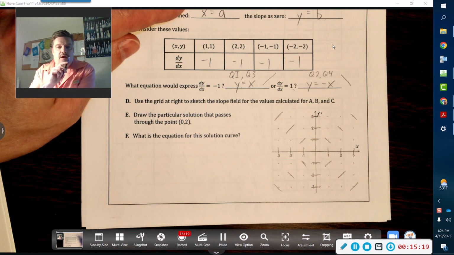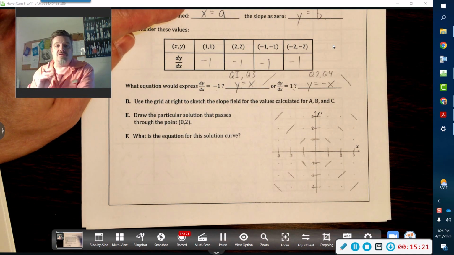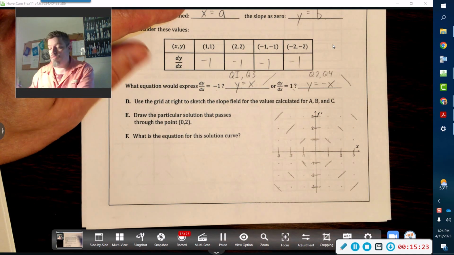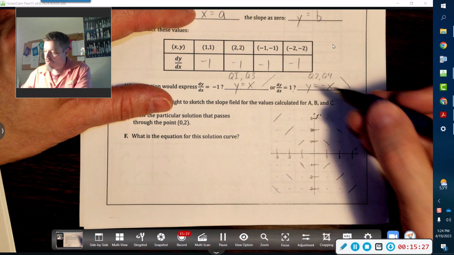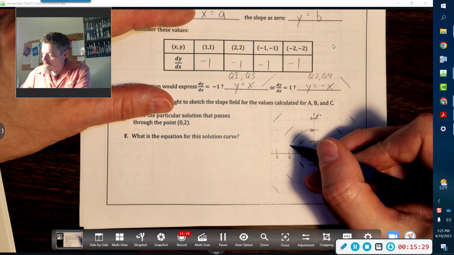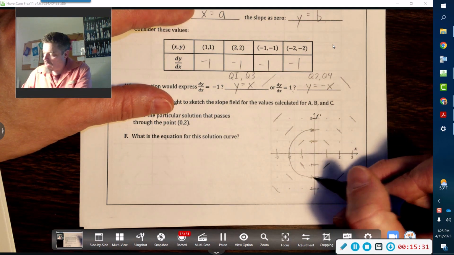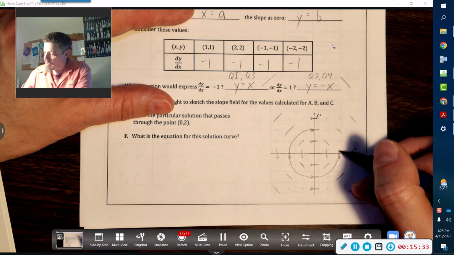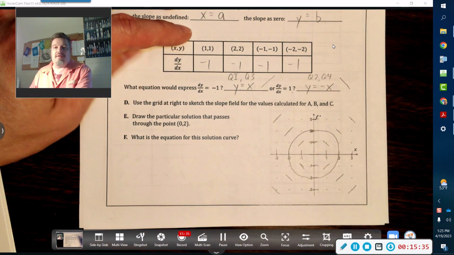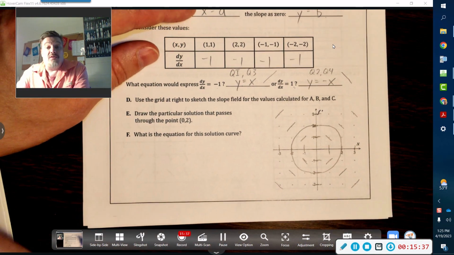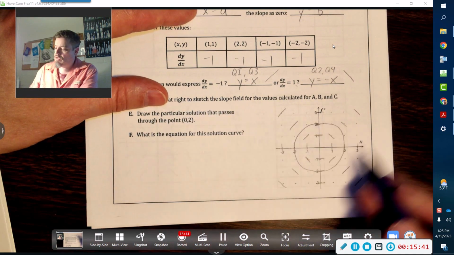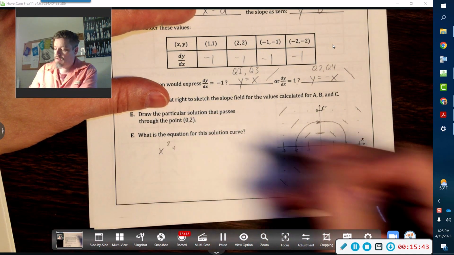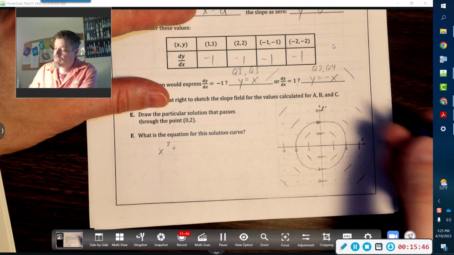Number 2, when we get to E, draw the particular solution that goes through 0, 2. So 0, 2 is right here. So basically, if it's a circle, we're talking about this guy right here. What is the equation for this guy? Let's see. A circle with a radius of 2 and a center of 0, 0.